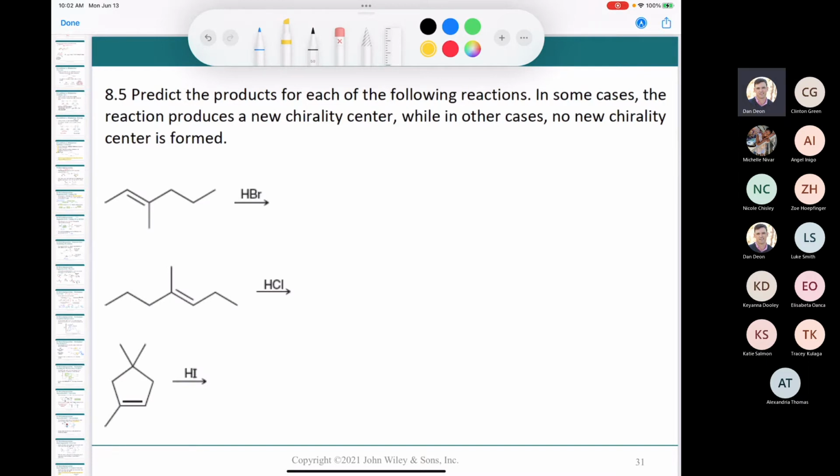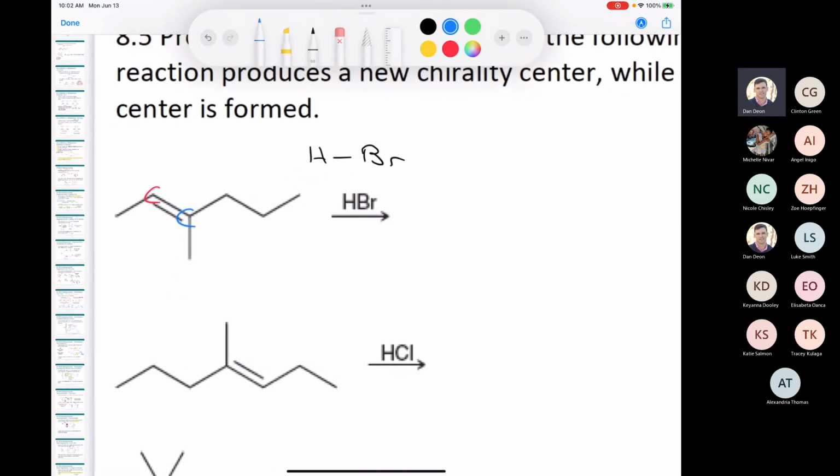Okay. Predict the products for each of the following reactions. In some cases, the reaction produces a new chiral center, while in other cases, it makes no new chirality center. Now, it doesn't ask us to draw a mechanism, but I figure, what the hey, we're here. Let's give it a shot. We've got our HBr. I'm going to quiz you on this a couple more times. Let's say I highlight this carbon in red, this carbon in blue. Which carbon is going to take the hydrogen? Would it be the red carbon or the blue carbon? Which one will take the hydrogen from my HBr molecule?